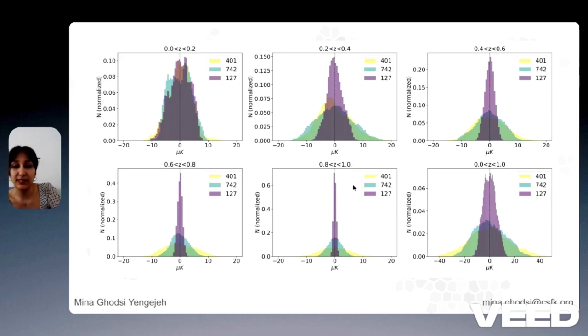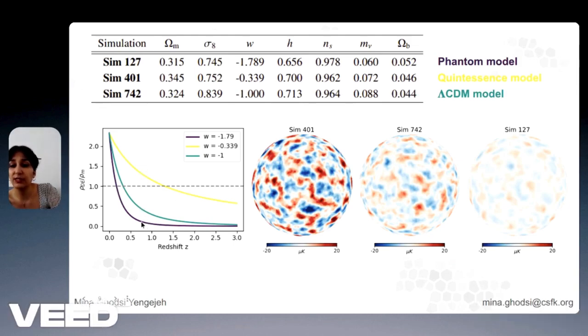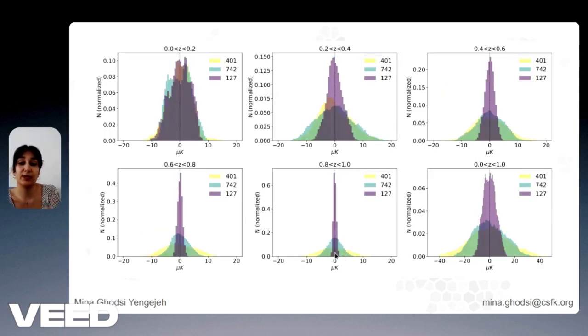But for example, in this slice, with redshift from 0.8 to 1, because 127 phantom model, sorry, it's not a still around here. It's deeply in matter dominated. It's not in lambda dominated era. We don't expect to see any shift due to the ISW. But because the quintessence model is already in the lambda dominated era, we can expect to see some shift.